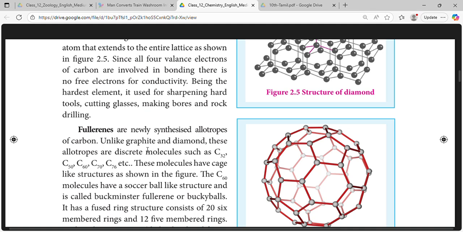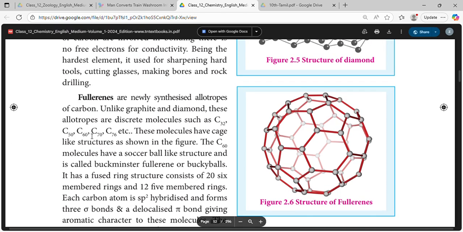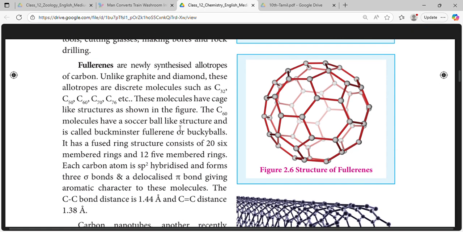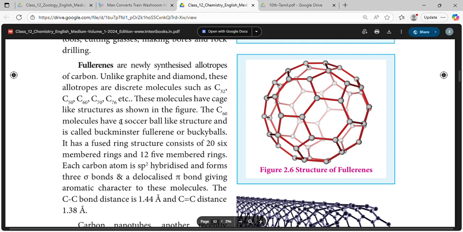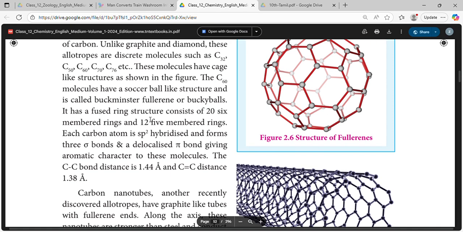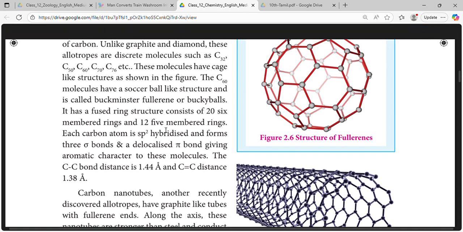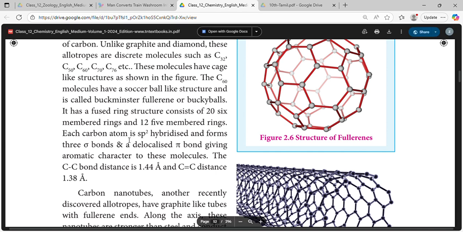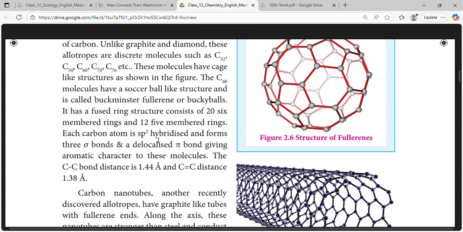Fullerenes are newly synthesized allotropes of carbon. Unlike graphite and diamond, these allotropes are discrete molecules such as C32, C50, C60, C70, and C76. These molecules have cage-like structures as shown in the figure. The C60 molecule has a soccer ball-like structure and is known as Buckminsterfullerene or buckyballs. It is a fused ring structure consisting of 20 six-membered rings and 12 five-membered rings.